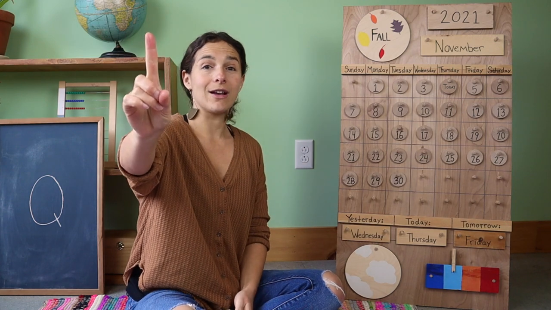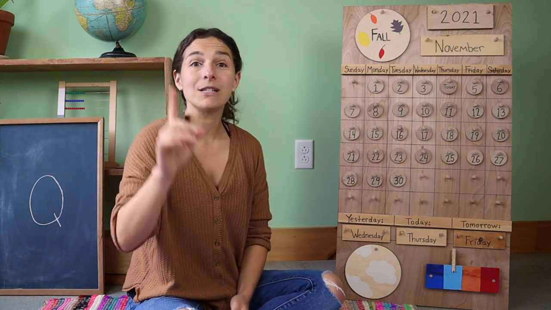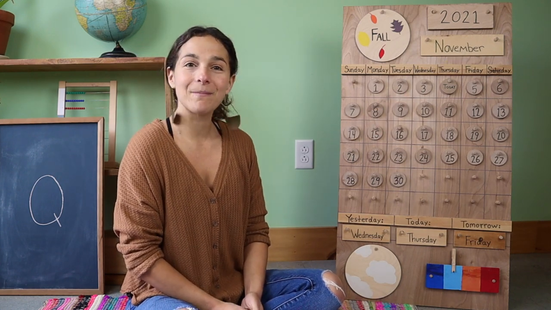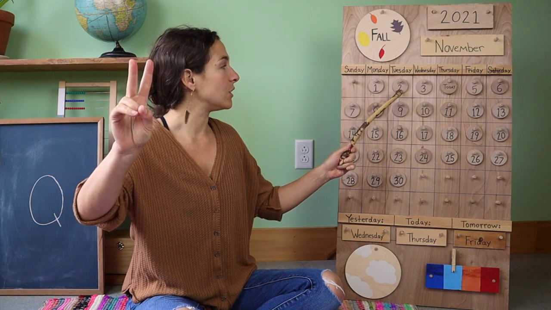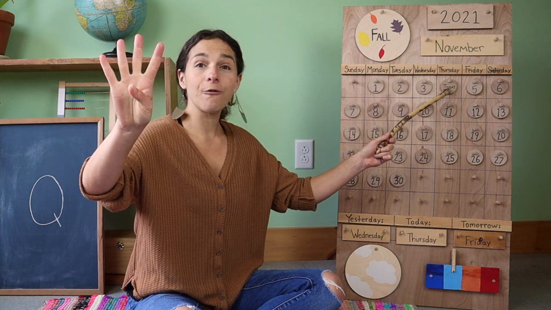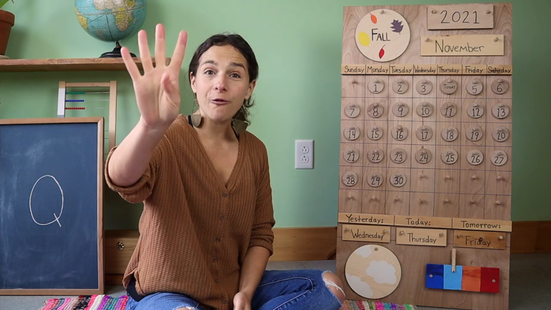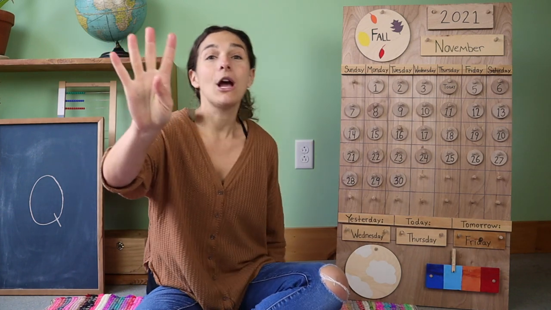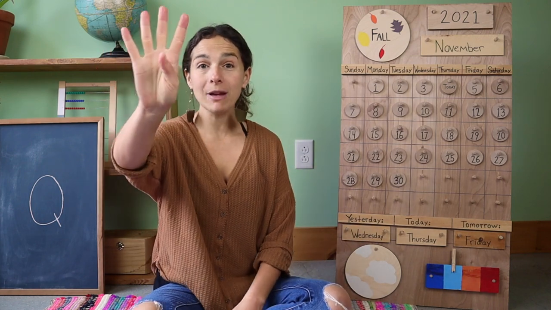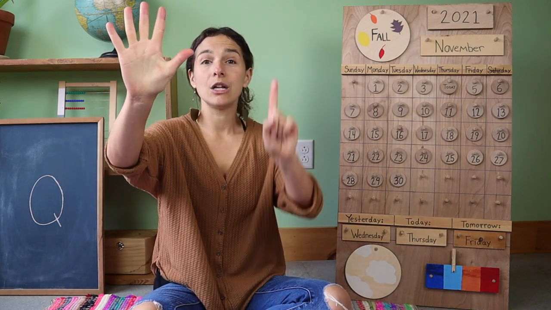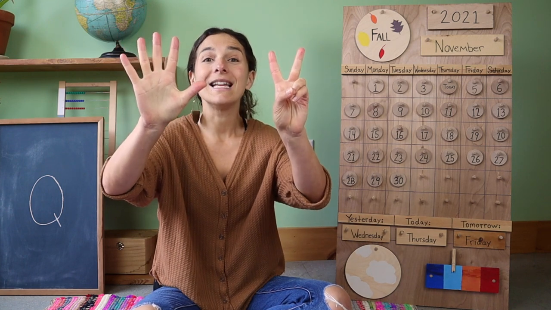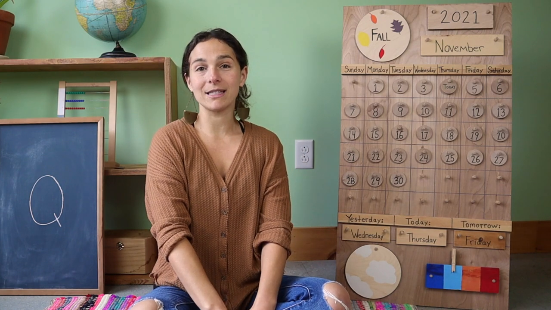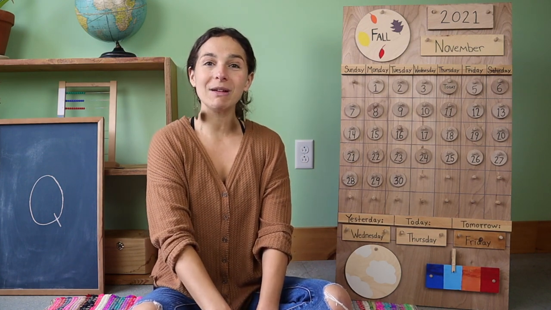Let's take out our counting fingers and let's see how many days we've had so far in the month of November. Will you count with me? 1, 2, 3, 4. We've had 4 days so far in the month of November. If you keep your 4 fingers up, but add 3 more fingers, 1, 2, 3, now we have 7 fingers, and we're ready to sing the Days of the Week song. If you know the words, sing along with me.